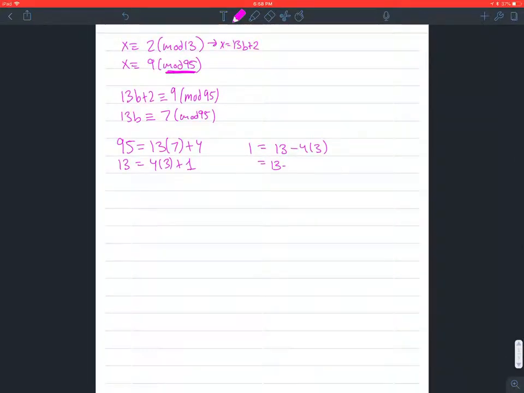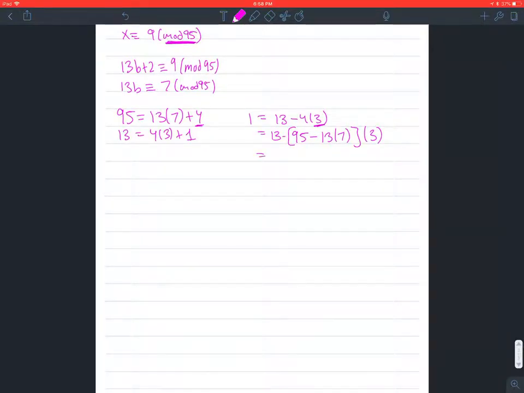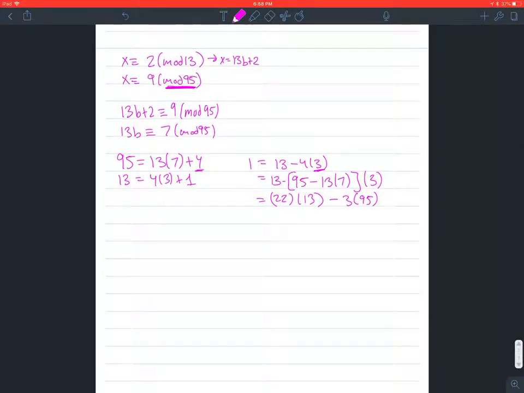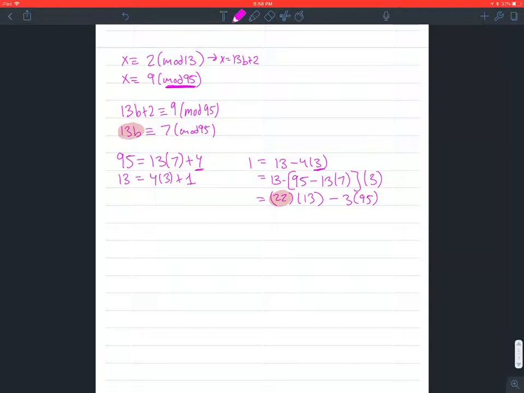So then 13, and then we need to substitute the 4, and this 4 is right here, so 13 minus 95 minus 13 times 7, and then this whole thing times that 3 here, don't forget it. So we're going to have 22 13s minus 3 times 95. We want whatever's in front of the 13, so we're going to want this 22.